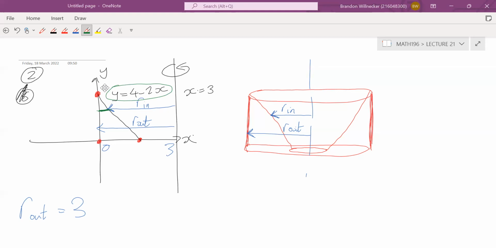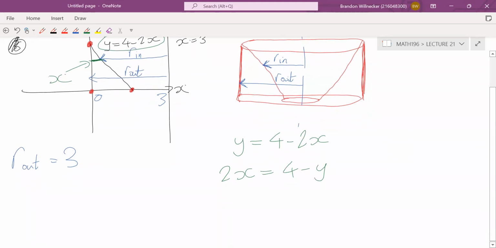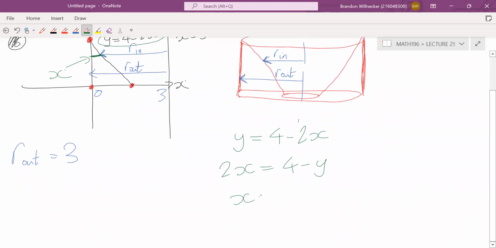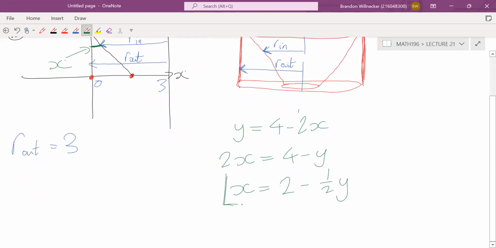So just do a bit of working on the side. y is equal to 4 minus 2x. Now we need to solve for x because that's this distance there. The green distance is x. So we're going to have 2x is equal to 4 minus y, and then x is equal to 2 minus 1/2 y. So here, this gives us our green distance x.